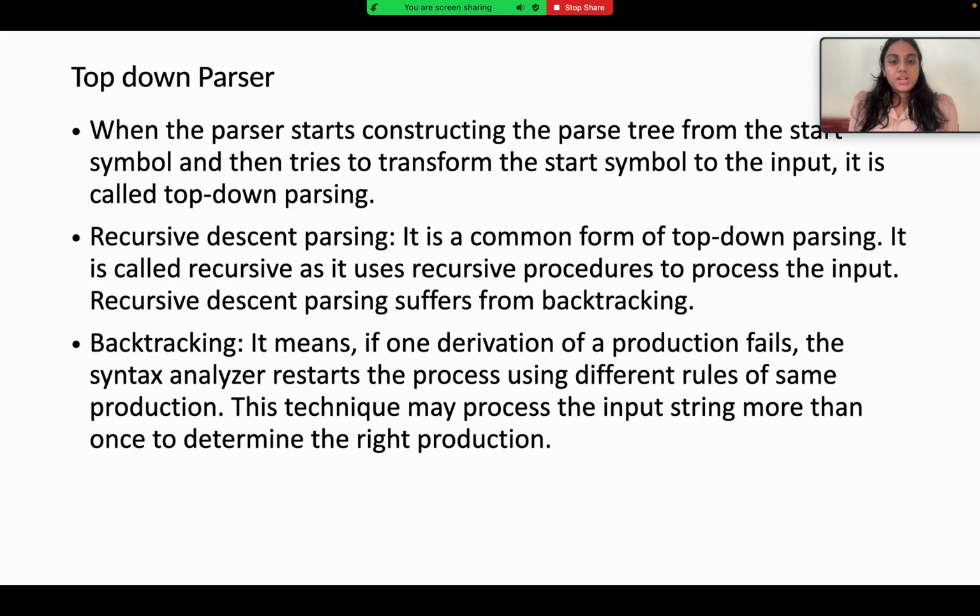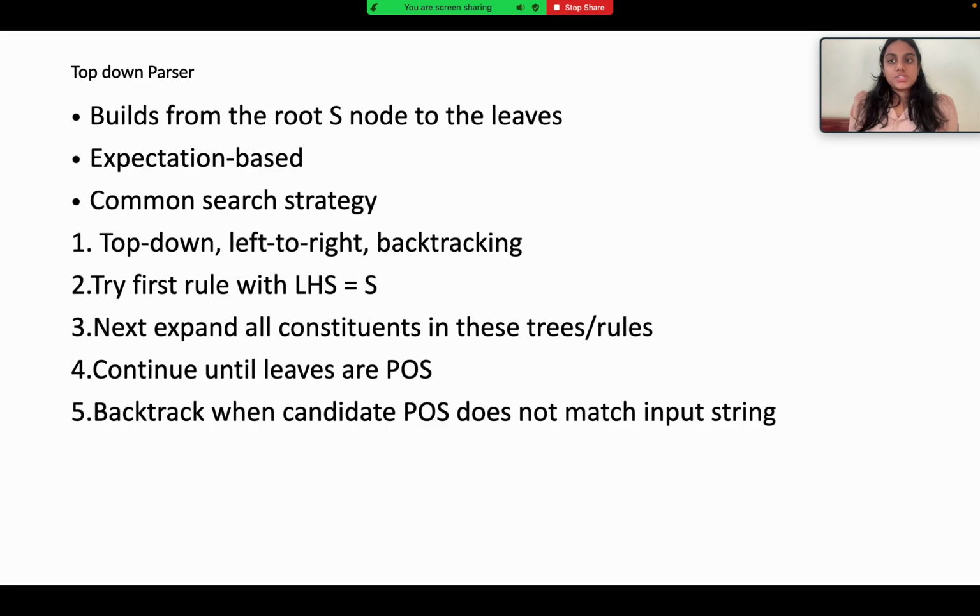Backtracking means if one derivation of a production fails, the syntax analyzer restarts the process using different rules of the same production. This technique may process the input string more than once to determine the right production. The features of top-down parser are: it builds from the root node to the leaves. It is expectation based. Now let's head on to the common search strategies of top-down parser.